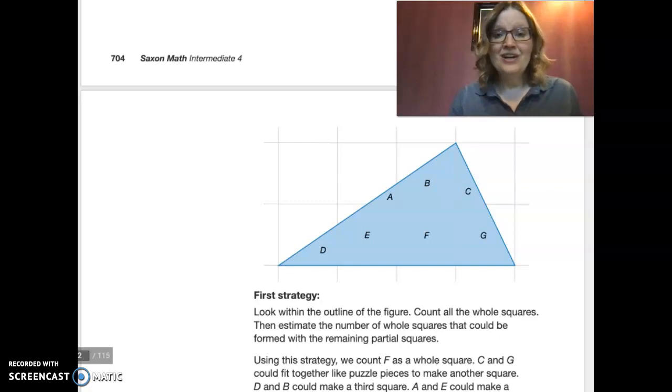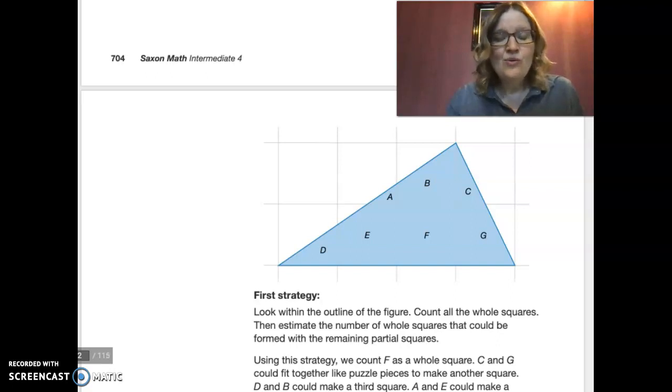Hi, we are talking lesson 111, which is estimating perimeter and area. They also say volume, but our conversation for today is going to be strictly area and perimeter. Here we have an example of a triangle, and we are wanting to get an estimate of the area.